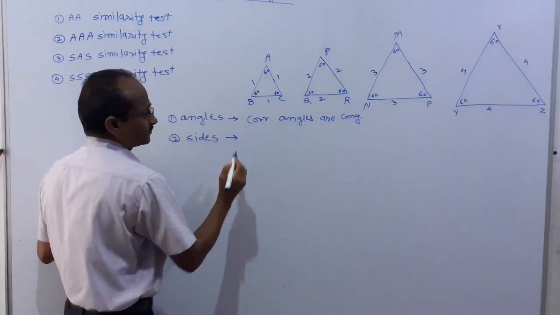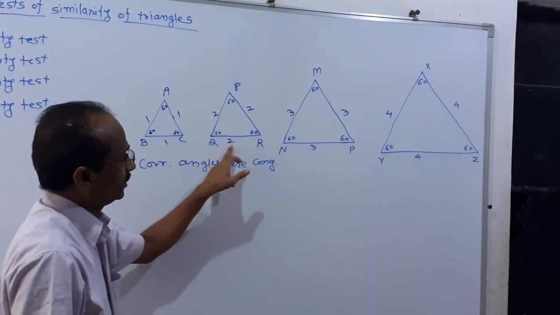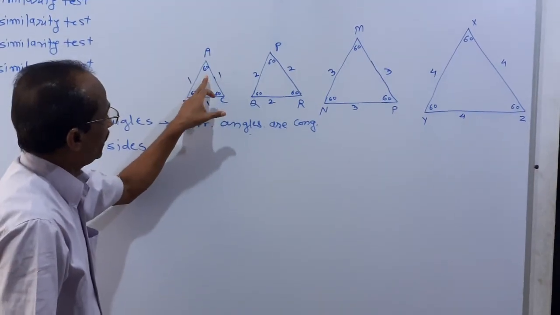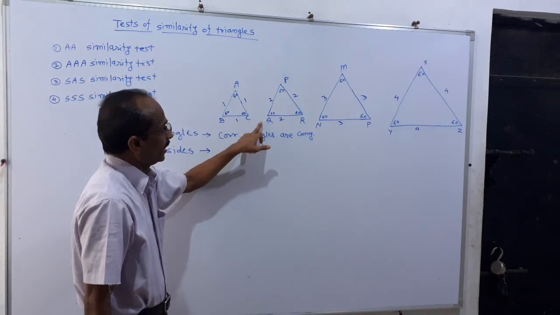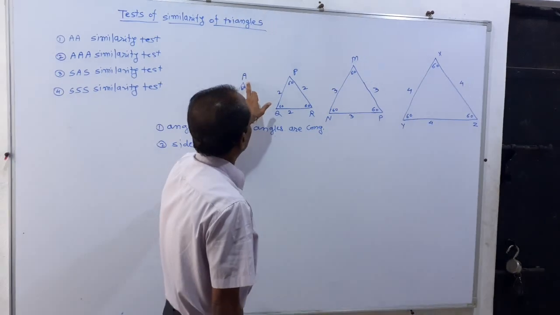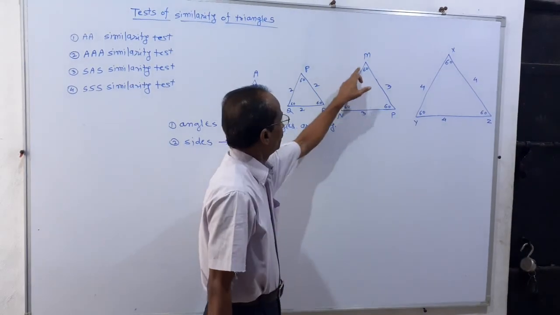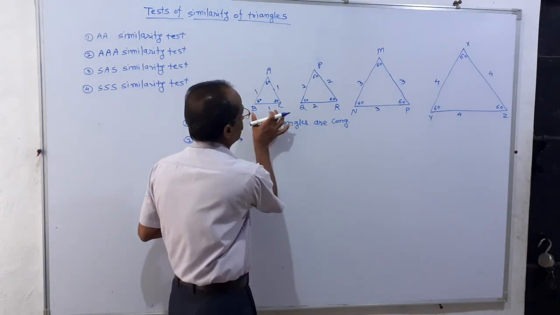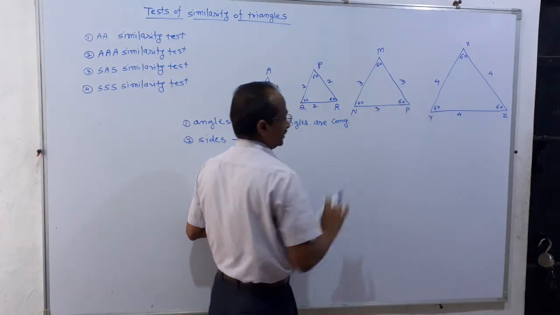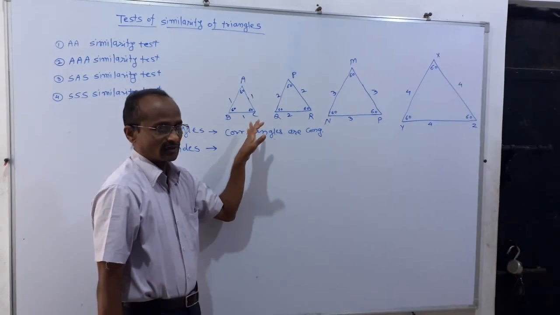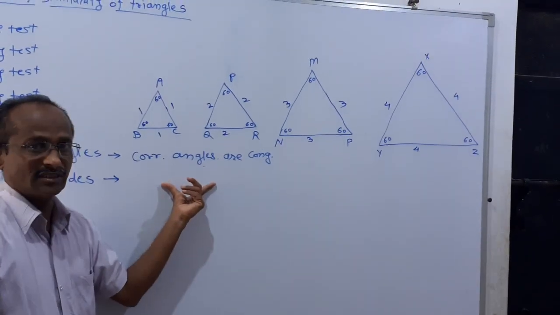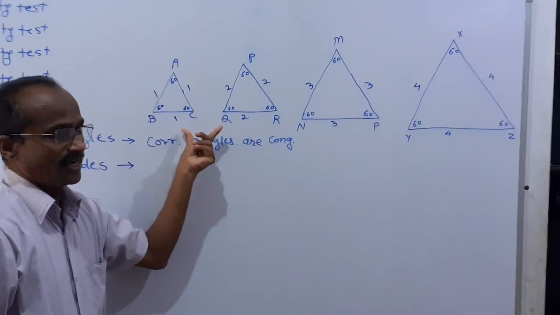And what about sides? If we observe the sides of these triangles, we see that the ratio of sides, that is AB by PQ, is 1 by 2. Again, AB by MN is 1 by 3, BC by NP is 1 by 3, AC by MN is 1 by 3. So if you take any pair from these four triangles and compare their sides, we see that the ratio of sides is constant.